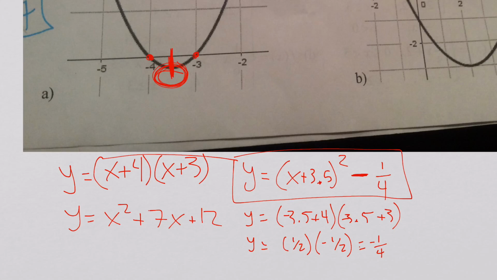So typically there's going to be one form that's easy to get into. This time it was factored form, and then you'll need to use that factored form equation to help you get the other two forms as well. There you have it.